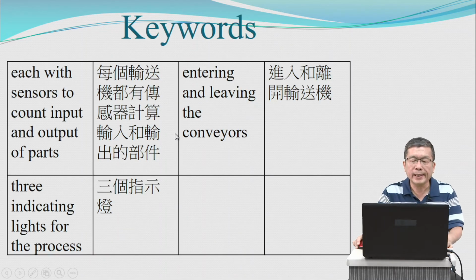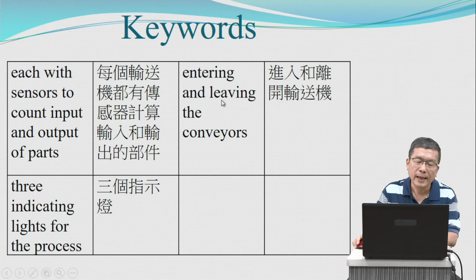Exercise. The keywords: each with sensors to count input and output of parts, entering and leaving the conveyor, 3 indicating lights for the process.